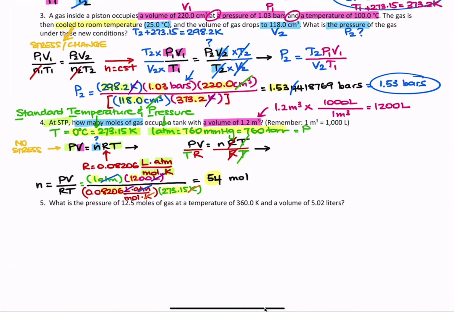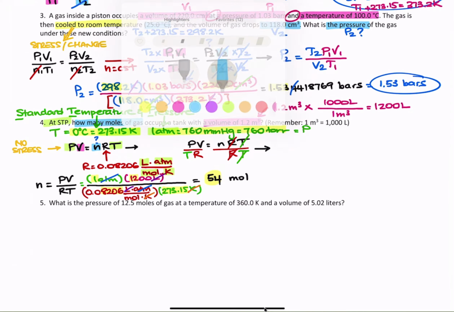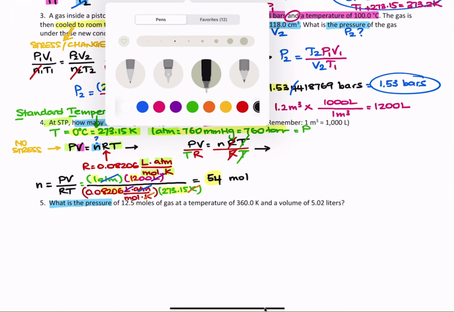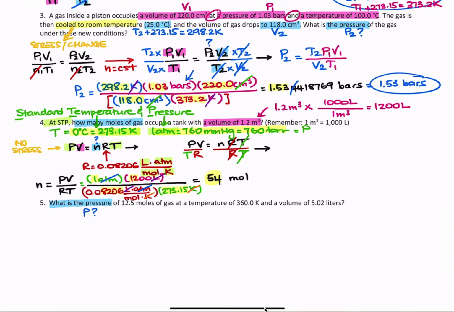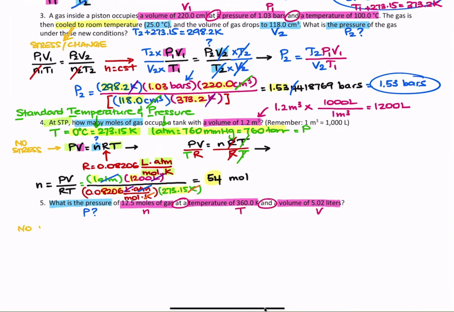Here, I'm sorry, last problem, problem 5. What is the pressure? So we're looking for P of 12.5 moles of gas. So we're given n at a temperature of 360 K and a volume of 5.02 liters. All of them are connected. Again, there's no stress, no change. Therefore, we're going to use the ideal gas law.